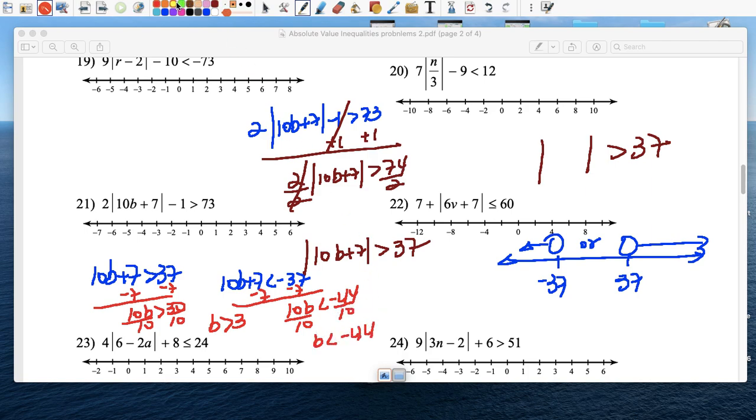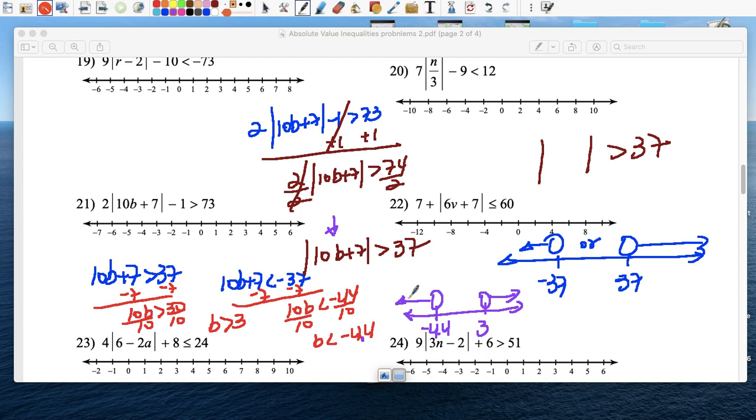So let's graph that on a number line. The values of b that I can use and plug in here, right? It's going to be anything that is greater than 3. Anything that's greater than 3 you can use for b. And anything that is less than negative 4.4. And it's going to work.